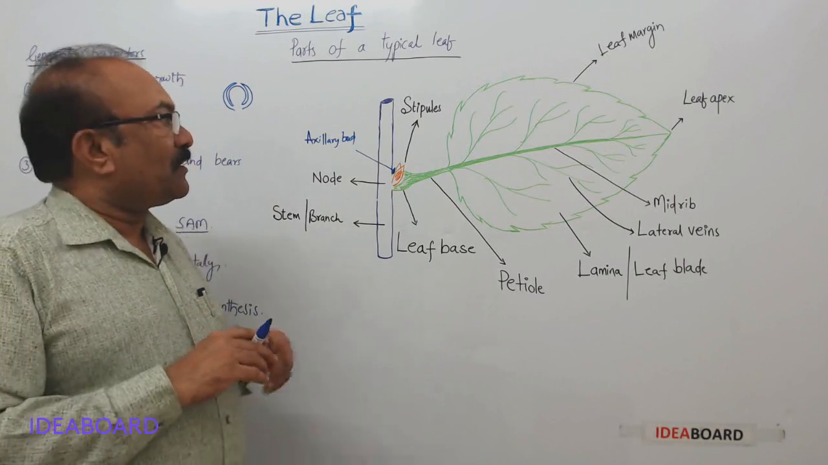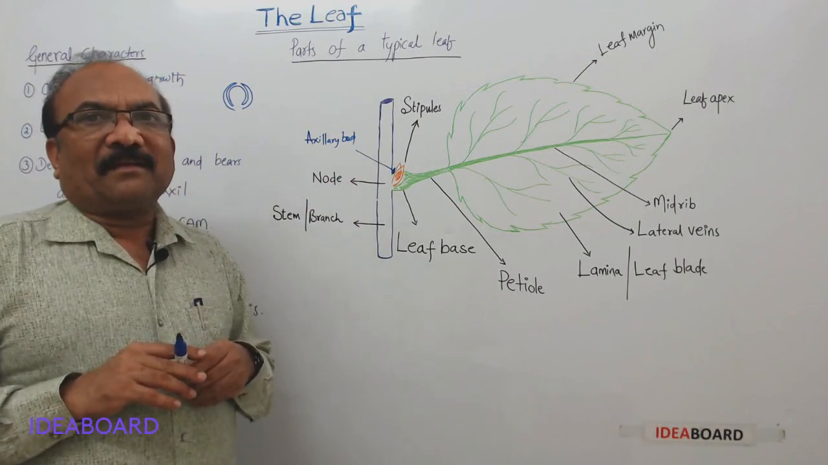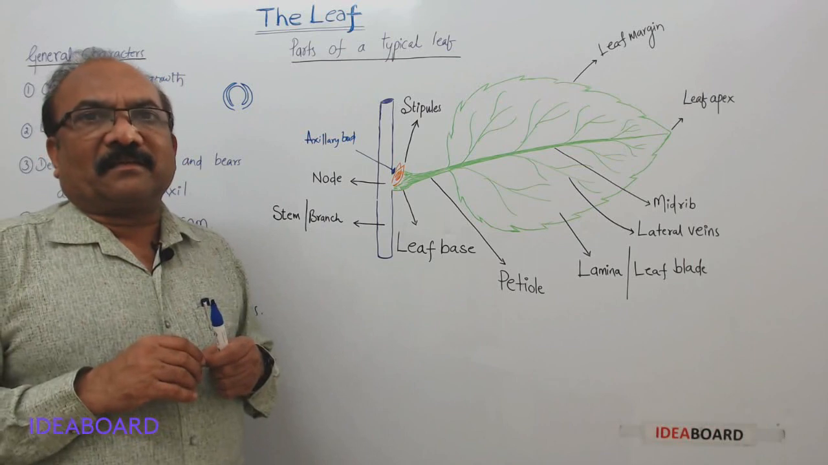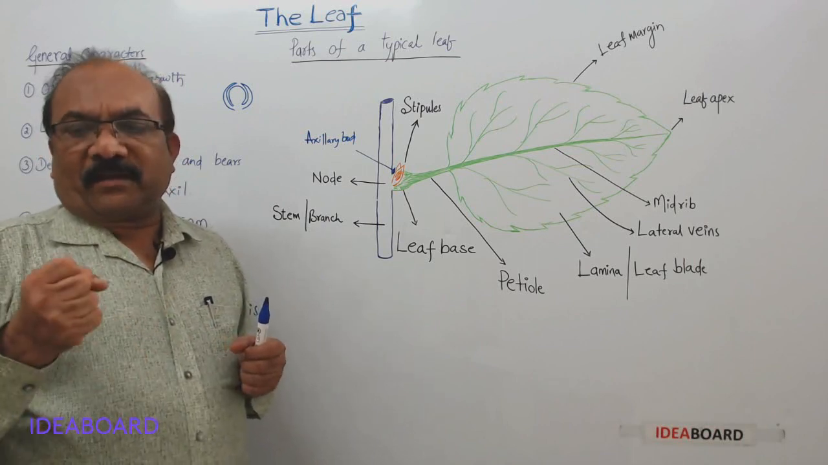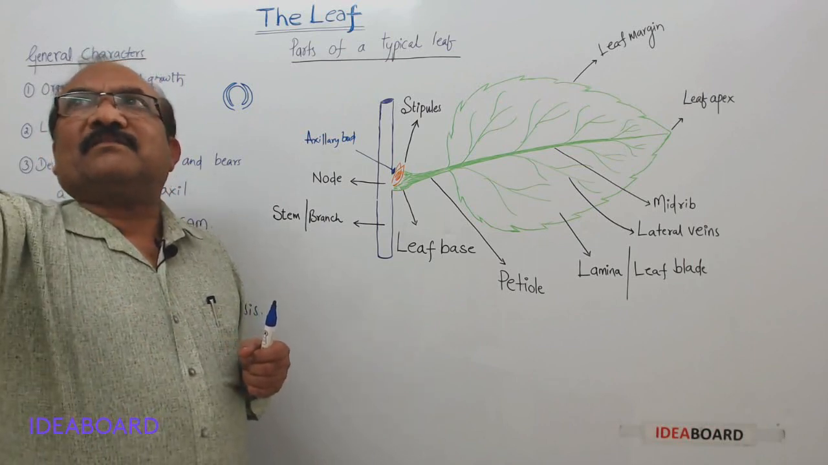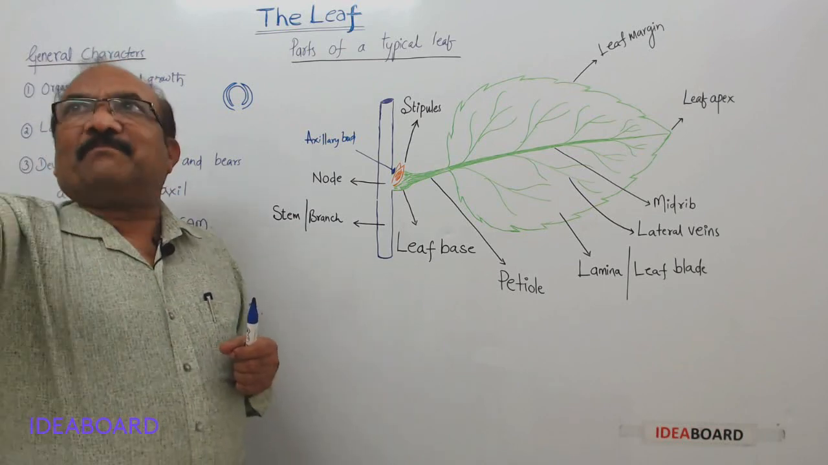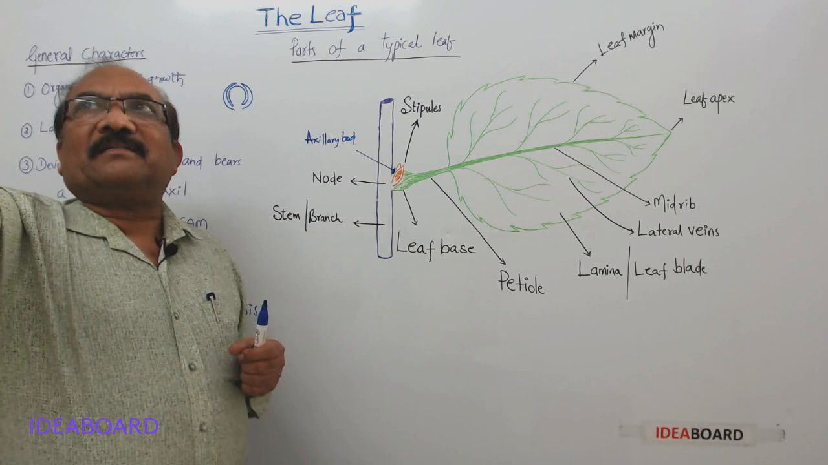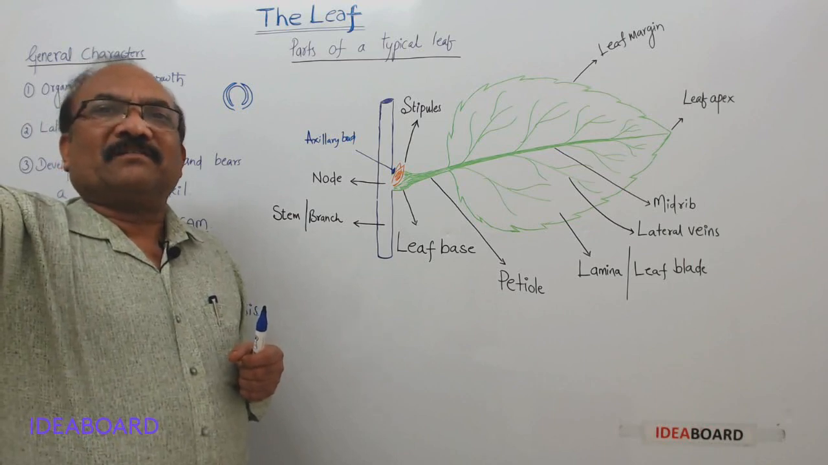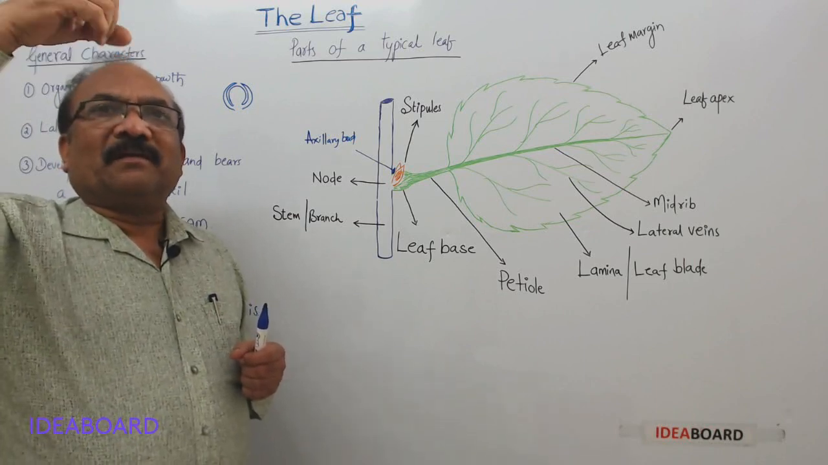But what was this axillary bud then? Don't forget this: whenever the axillary bud becomes a branch, you'll find this axillary bud at the tip of the branch. So the same axillary bud is becoming what?